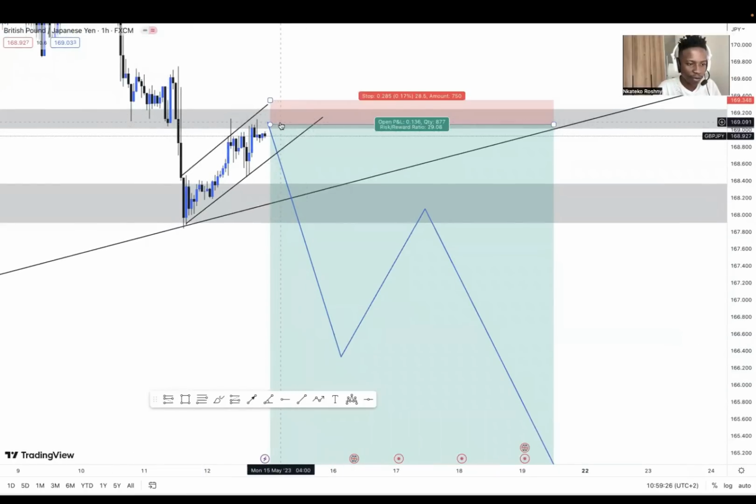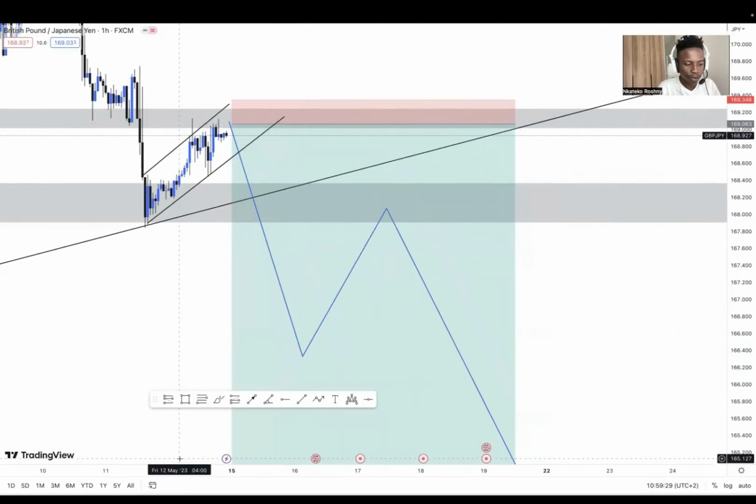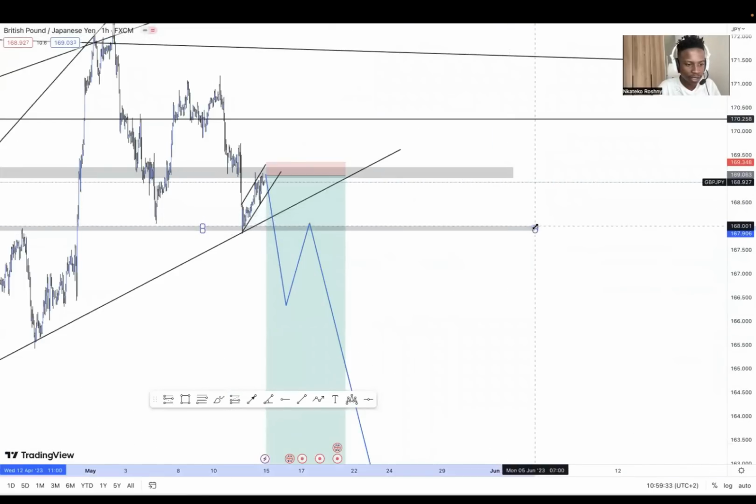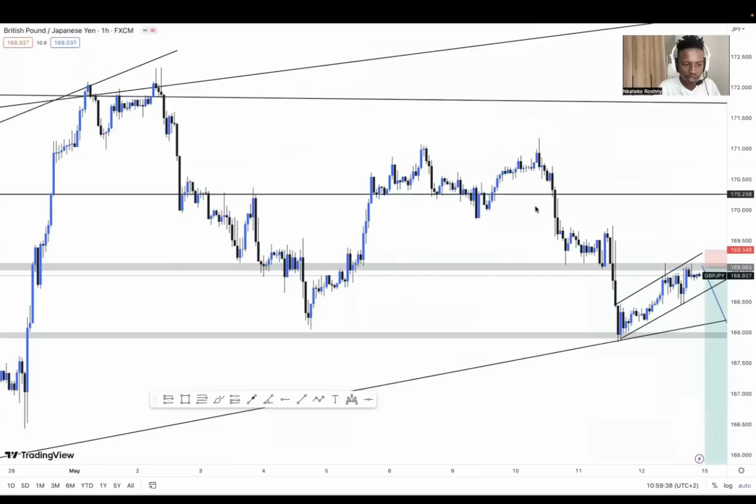Understand? So I believe that we're going to start taking it here. So you know what I'm going to do now? I'm going to adjust this resistance and support so that they can be equal. I don't want you guys to be entering wrong trades at a certain time.